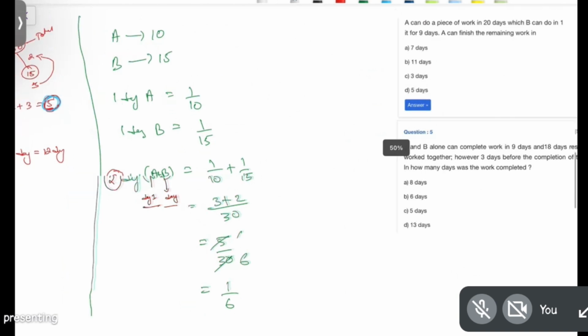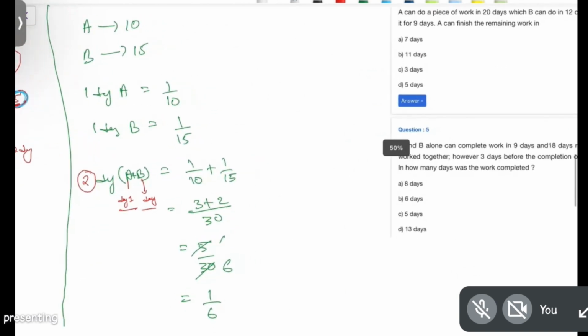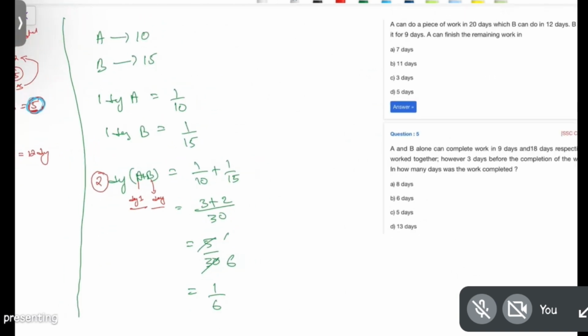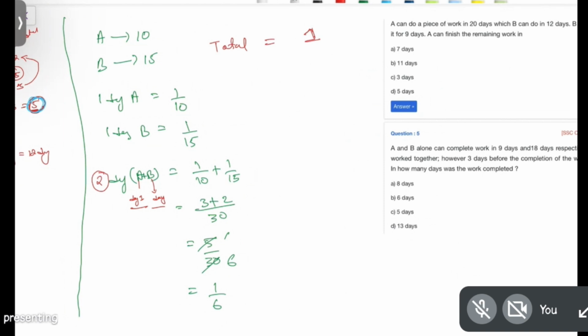Yeah, so I told you earlier that total work, we need to assume it as 1, right? And I'll just write days taken. Days taken is equal to, there is a total of 1 work. I told you earlier from the beginning that total work, if not specified, we use 1. So there is 1 work to be done, and in 2 days they are doing this one.